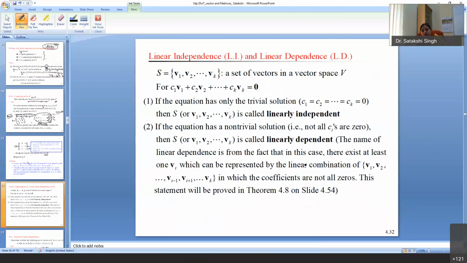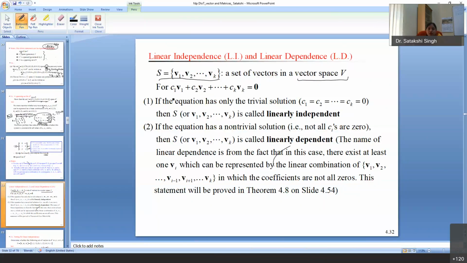Now, next we come to linear independence. Associated with linear independence is its opposite, linear dependence. So first, let me tell you what linear independence is. Say you have been given a set of vectors S. In this set, we have k vectors v1, v2, and so on up to vk. This is a given set of vectors in a vector space V, so this set is inside the vector space V.